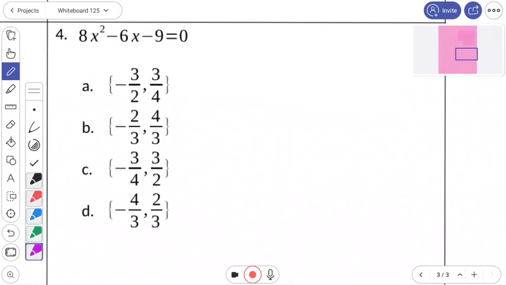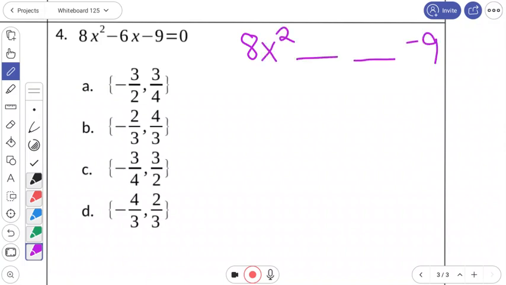8x squared minus 6x minus 9 equals 0. Well, step 1, set our equation equal to 0 if we're factoring, and then I'm going to look for a GCF. There's no greatest common factor in the numbers 8, negative 6, and negative 9, and they don't all have the same variable either. So that's taken care of. So we're going to go ahead and rewrite our equation as 8x squared blankety blank minus 9. All of that is going to equal 0.